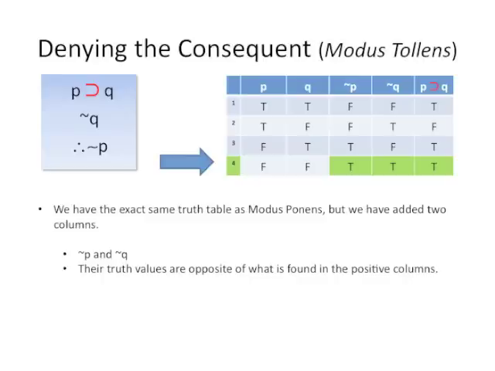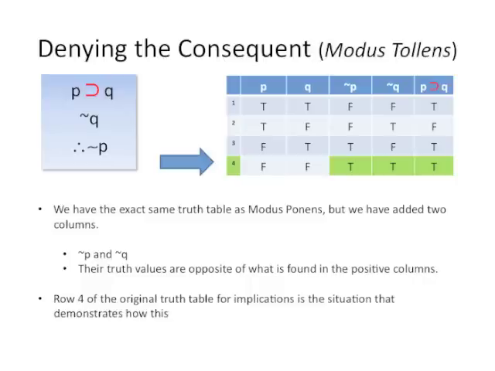So let's look at row 4. Row 4 I've highlighted here, because row 4 of the original truth table for our implication is the situation that demonstrates how this argument form plays out. So our denying the consequent argument, our modus tollens argument, actually looks specifically at row 4, where we had the statement if P then Q being true, right? So we've stated if P then Q, so we know our rule is true here.